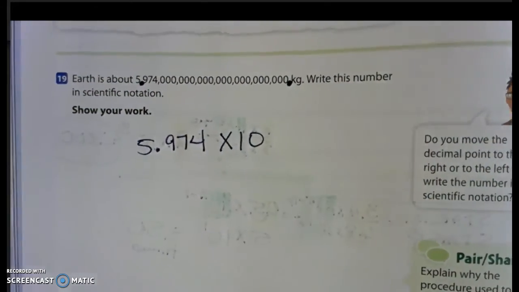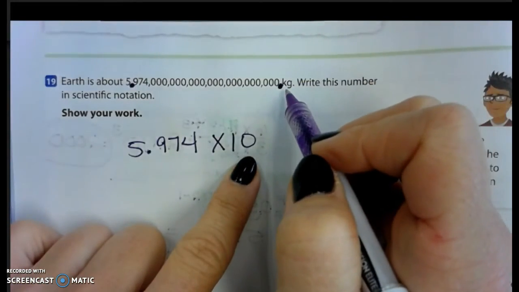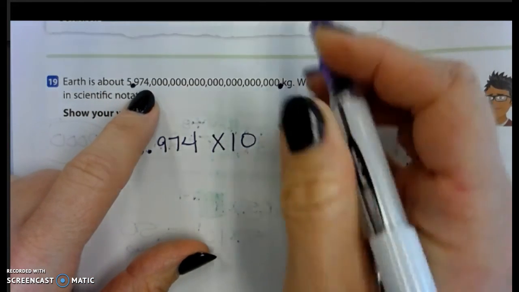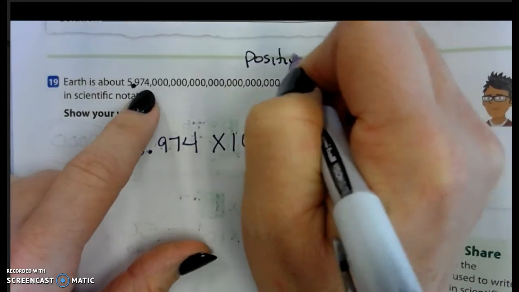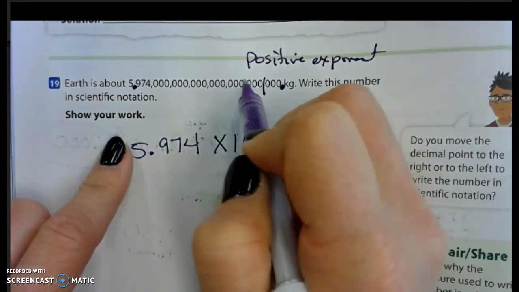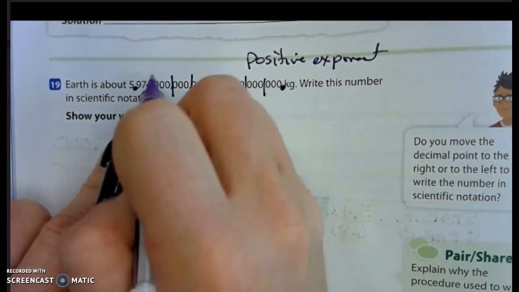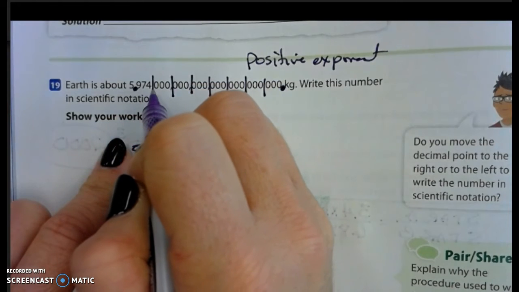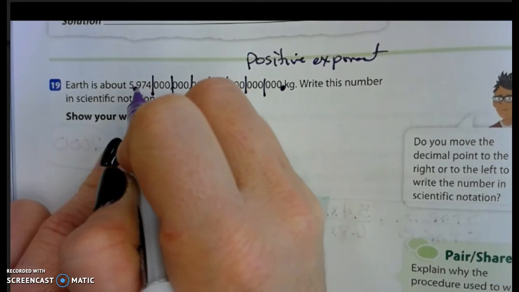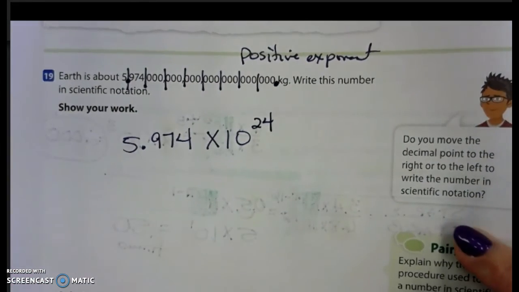Now, every place value that we move the decimal has to be represented on the base 10. We are just going to count. Because this number is greater than 1, okay, we can all agree that's greater than 1, we are going to have a positive exponent. Then we just count. I've got 1, 2, 3, 4, 5, 6, 9, 12, 15, 18, 21. Don't stop at the 4, okay? We don't want 5,974. We want 5. So we're going to go 3 more to make it 24. And that is your number in scientific notation.